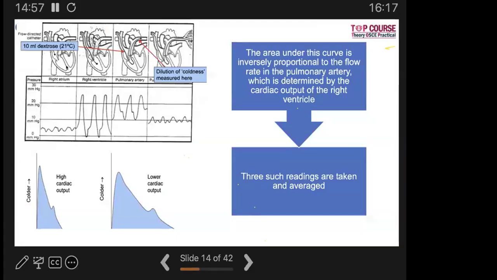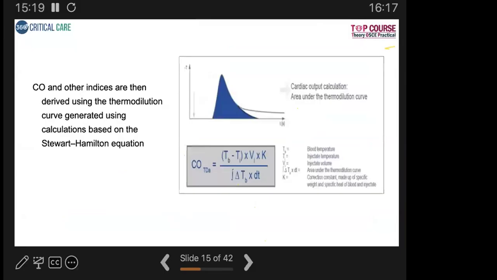As I already told you, we are injecting cold saline, which is detected by the thermistor in the pulmonary artery, and you get an area under the curve. If the curve is narrow, that means there is high cardiac output. If the curve is wide and broad, then it is a low cardiac output, so it is inversely proportional to the flow in the pulmonary artery. Three such readings are taken and averaged. So cardiac output and other indices are derived from the thermodilution curve using the Stewart-Hamilton equation.